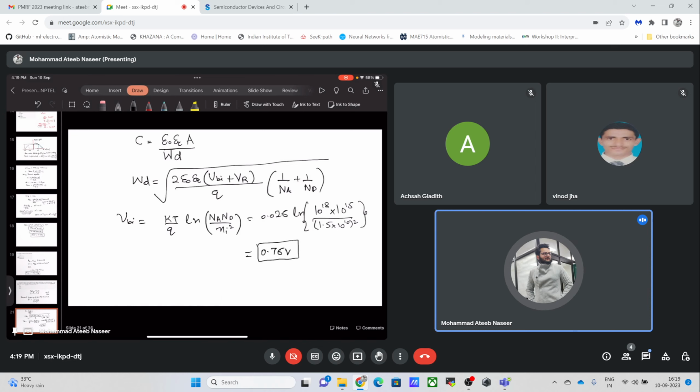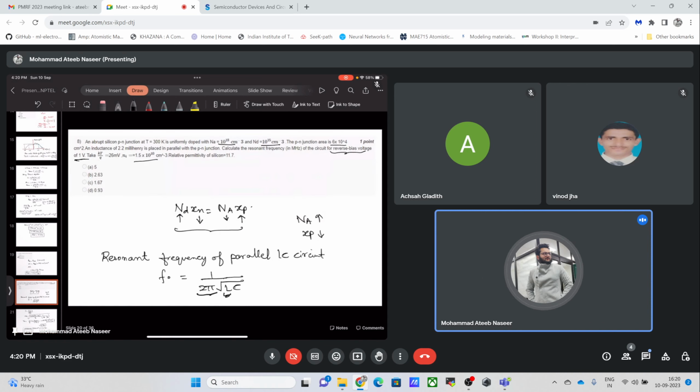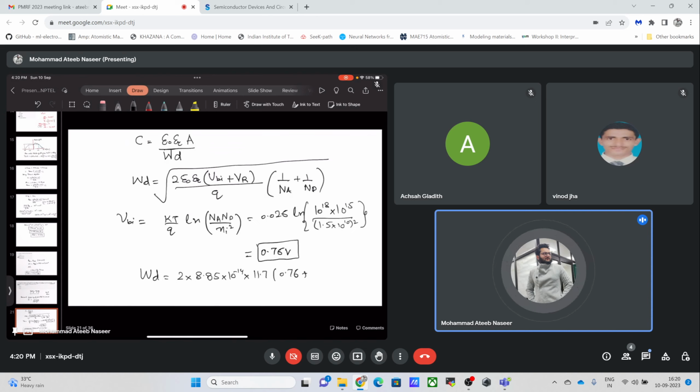Now if I put the value of this VBI back in this WD, I would simply get this. Let me just put the values and you people solve it by yourself. So it is epsilon naught, 8.85 into 10 to the power of minus 14, into epsilon r, which is 11.7, VBI is 0.76, and VR, the reverse bias voltage, is 1 volt, divided by 1.6 into 10 raised to power minus 19.